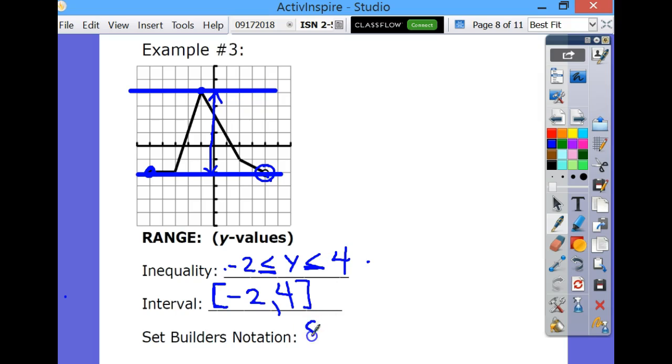Set builder notation is the same thing, except with the brackets around it and the y bar. Do you know why I have y's instead of x's? Because it's range. Range always goes with y. The variable on the range will always be y.